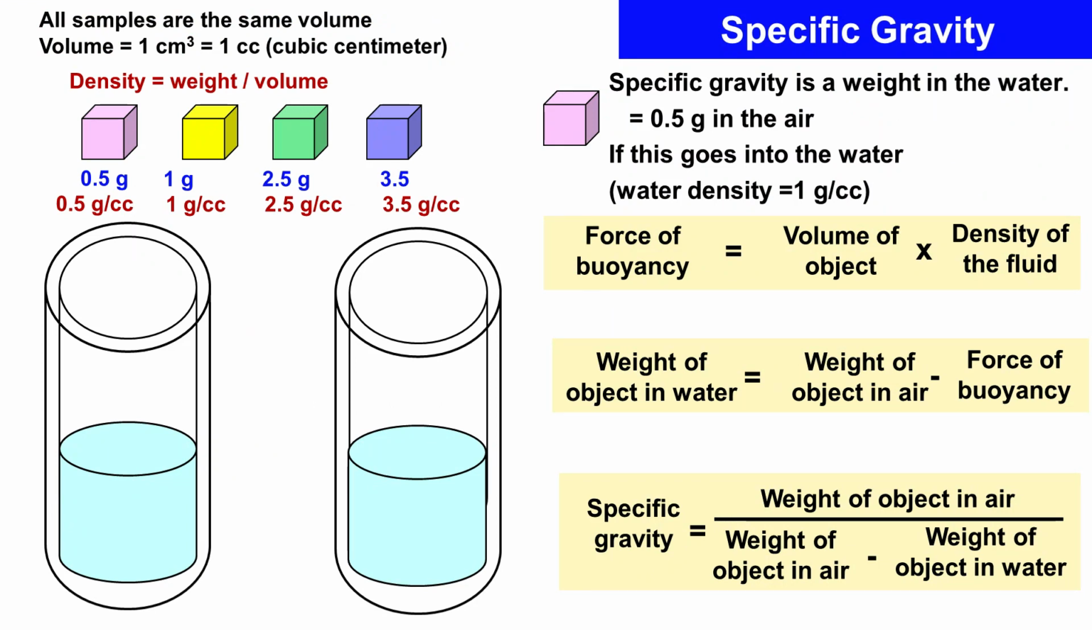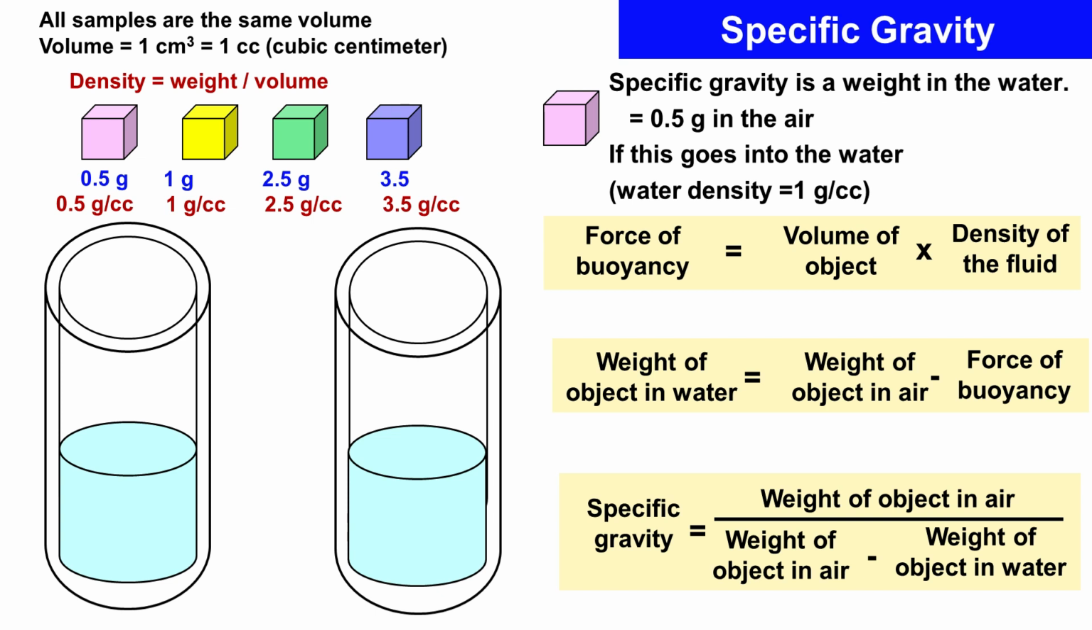Some objects float in water, while others sink. You would figure out that the objects that float in water are the ones that have densities less than the density of water, while the objects that sink are those that have densities greater than the density of water. This can be explained by the principle of buoyancy, which is very important in geology.